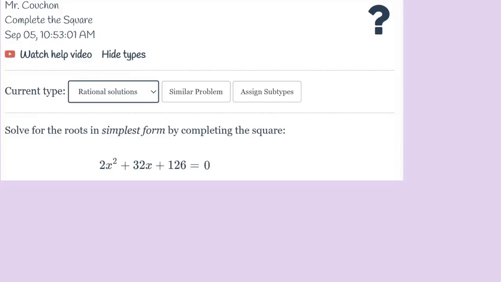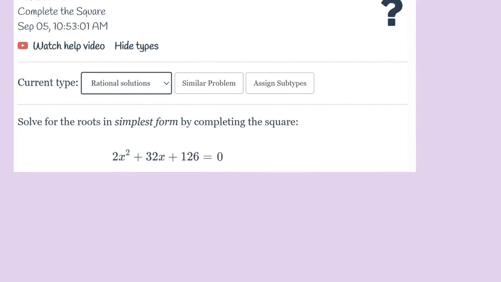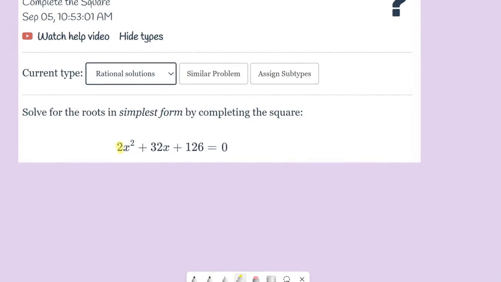All right, completing the square. We're going to solve these using completing the square. So the first thing we have to notice is that completing the square only works when the a value is 1. And obviously that's a 2, that's a problem. But we can factor it and then get our a value down to 1.